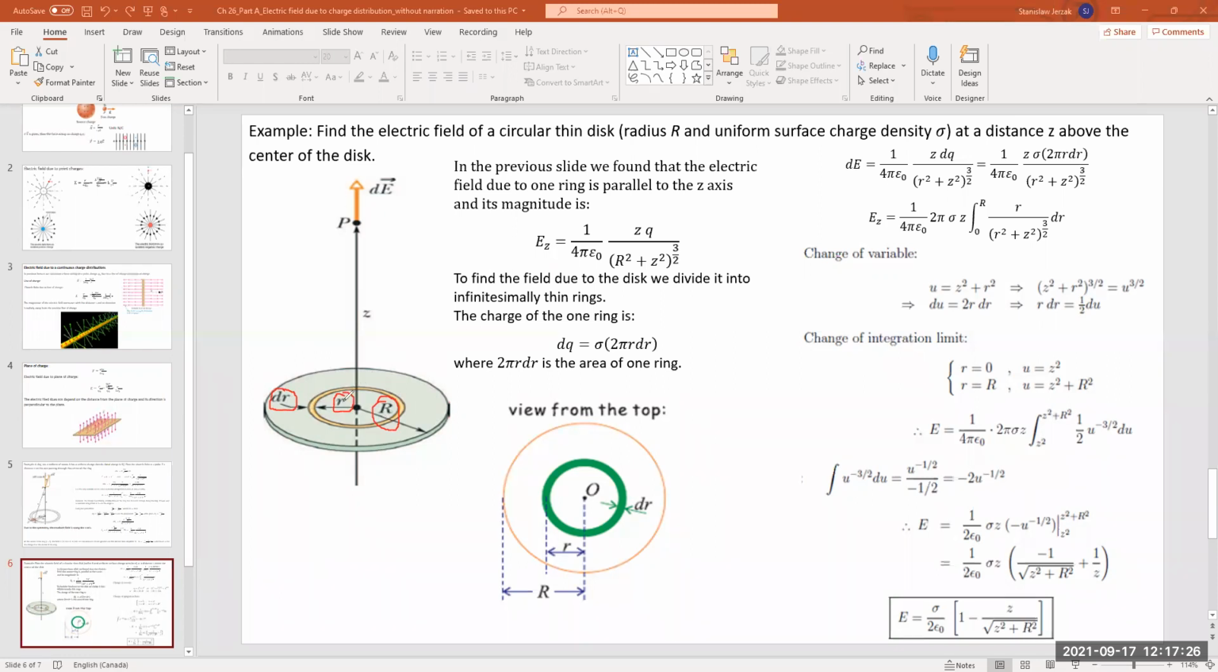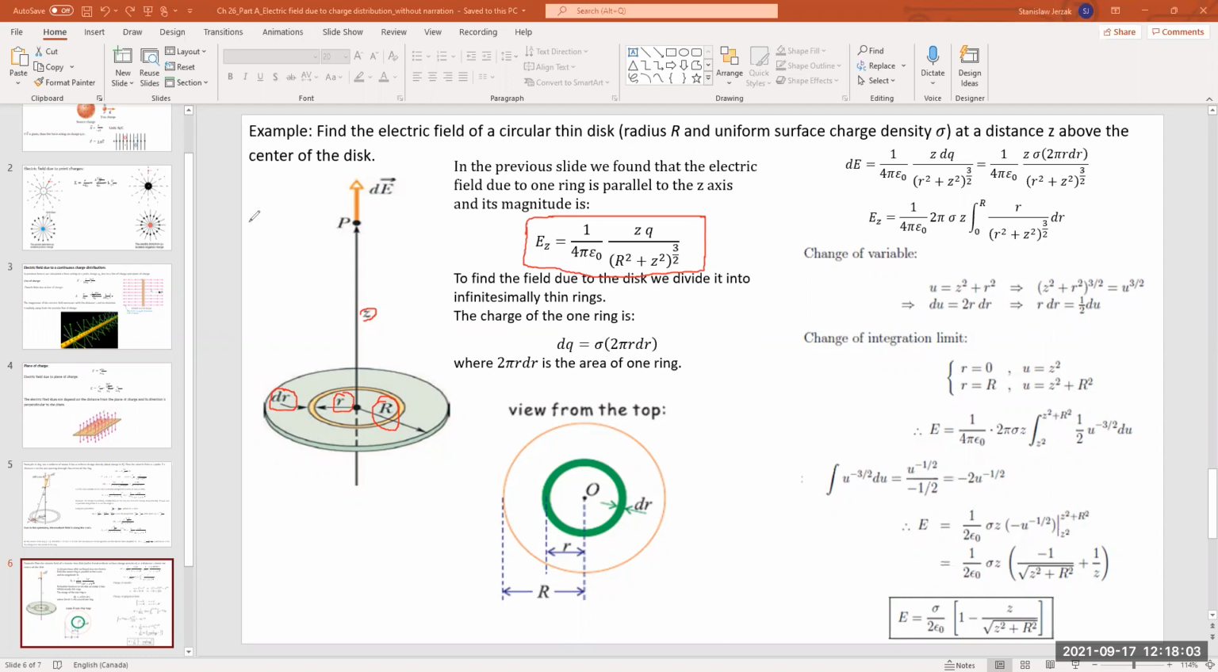Now I'm going to use the result which we just derived. On the previous slide, we derived this expression for the electric field at point P, a distance z from that ring. So one single ring produces this electric field, that constant 1/4πε0 z q, where q is the total charge on the ring. On the previous slide, I used capital Q, but now I'm using lowercase q. Lowercase q is the charge on one ring. Capital Q will be the charge on the entire disk.